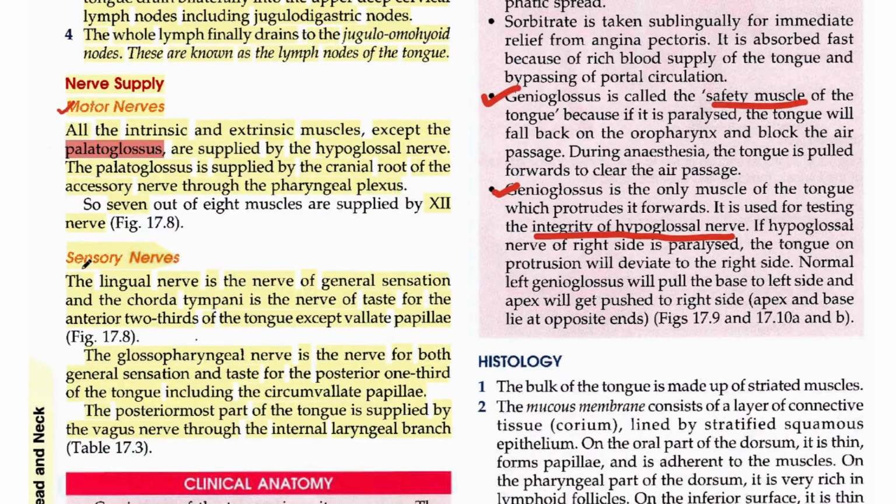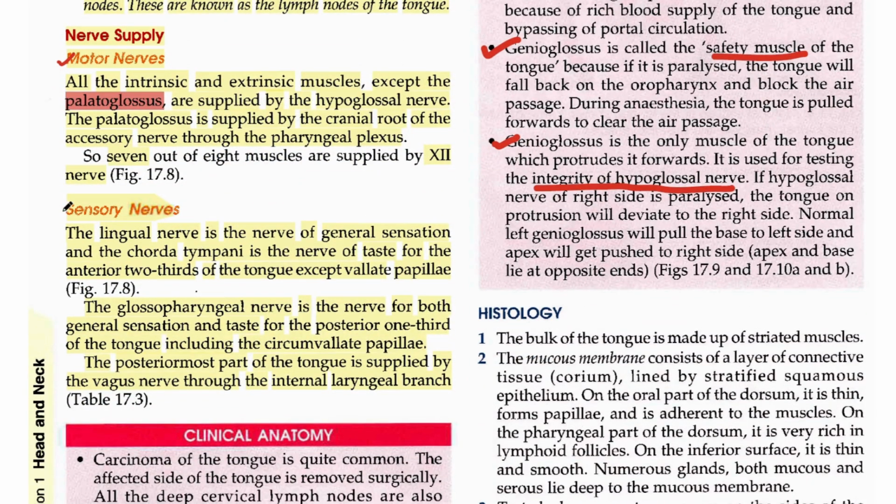Now we move on to the sensory supply. The lingual nerve is the nerve of general sensation and chorda tympani is the nerve of taste for the anterior two-thirds of the tongue, except for the circumvallate papillae. The glossopharyngeal nerve is the nerve for both general sensation and taste for the posterior one-third of the tongue, including the circumvallate papillae. The posterior most part of the tongue is supplied by the vagus nerve.